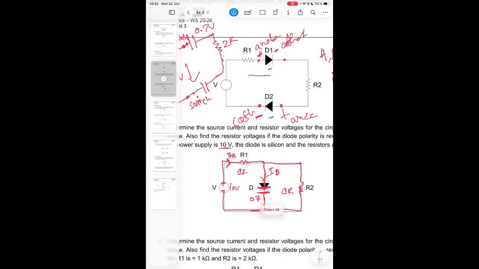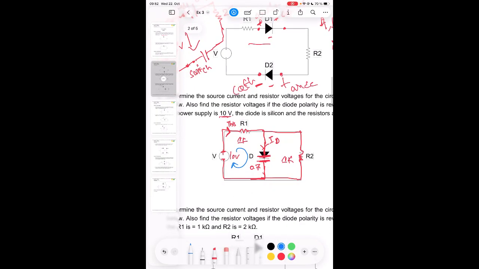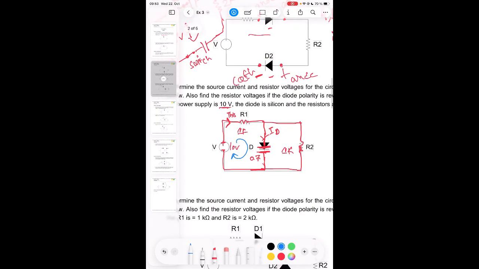forward biased. So we have again this mesh stuff, KVL, KCL, and we will find out, it's 10, not 9. So we have the 10 volt is equal to this current we are looking for, multiplied by 1K plus 0.7. That means our current is equal to 10 volt minus 0.7 divided by 1K, which is quite easy. 10 minus 0.7 is 9.3 milliamp. This is the main current here.